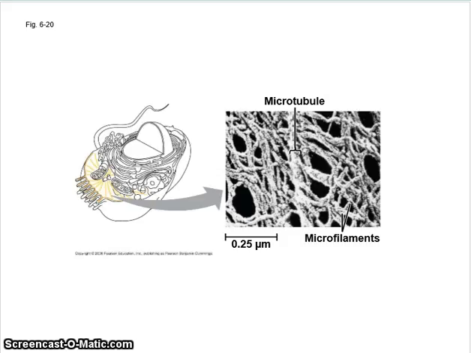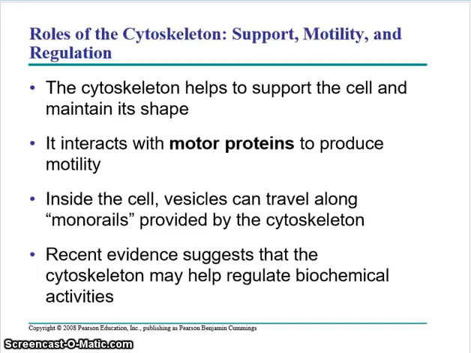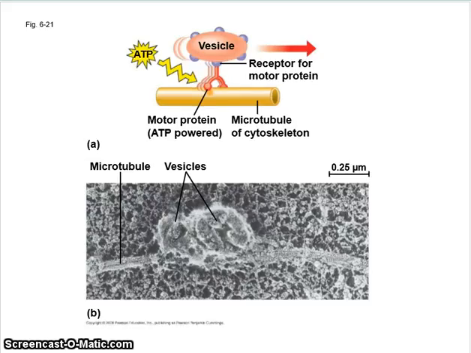microfilaments, and intermediate filaments. Now, the roles of the cytoskeleton, as we said, it's there to support the cell, to give it its shape, and it's also there to help things move around. So things like a ribosome or a vesicle can attach itself to the cytoskeleton and use motor proteins to move along the microtubules or microfilaments, the components of the cytoskeleton. I do have a pretty cool animation that I will be showing you in class that shows you the components of the cytoskeleton and how this whole motor protein thing works.